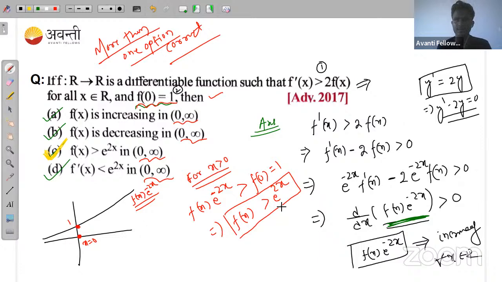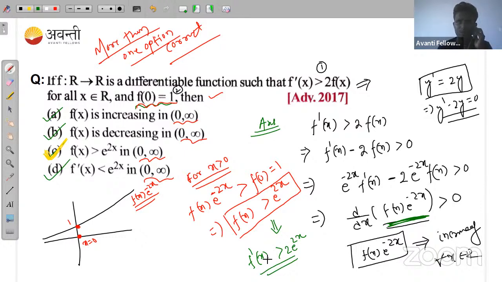So option C is correct, right? F of x is greater than e to the power 2x. If you differentiate it again, that is f dash x. This is f dash x is greater than 2 e to the power 2x, yes or no? F dash x will be 2 e to the power 2x is greater than e to the power 2x. Okay, and only differentiating this part.